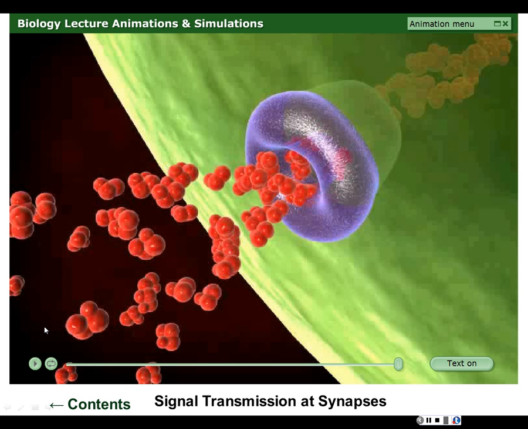What questions do you have about these events at an axon terminal or even at the postsynaptic cell before we look at some specific types of neurotransmitters? Okay?